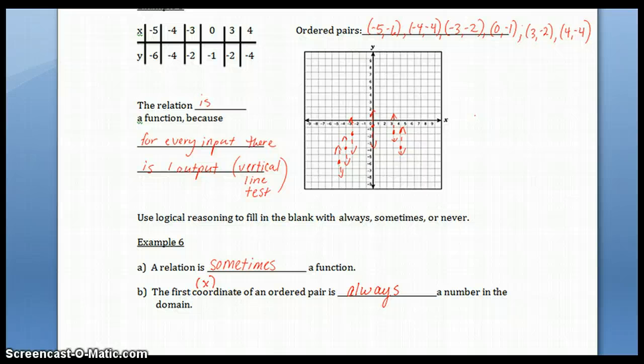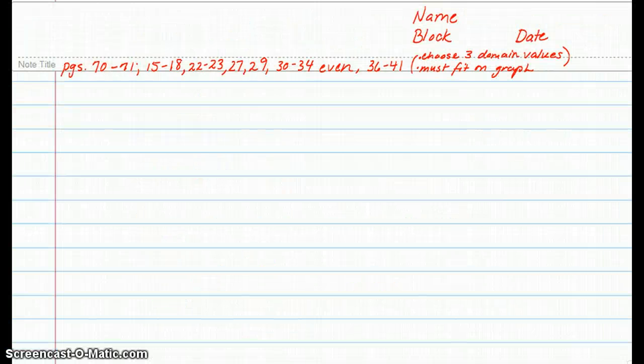Now you have some graphing that you have to do today, so I need you to have 6 graphs. You can always get them off of Schoology under the general folder, or you can get them from me, whatever you decide. So now we're going to do some graphing problems, which will help you with this part of the assignment. If you've been absent, this is how I want you to set up your assignment. On a piece of notebook paper, please put your name, block, and date. You'll be doing pages 70 to 71, 15 through 18, 22 through 23, 27, 29, 30 through 34 even, that means 30, 32, 34, and then all of the problems from 36 through 41.